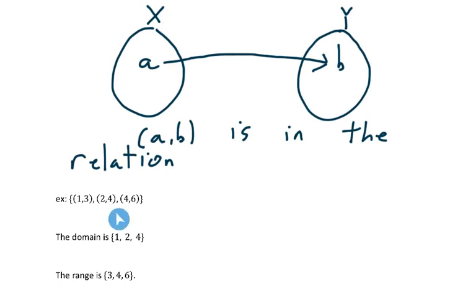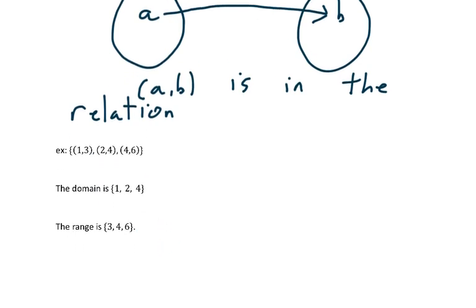Here's another example. We have this, 1, 3, 2, 4, 4, 6. So as I have over here already, the domain, again, is all the first components, or the x coordinates. You can think of it that way also if you want. So we have 1, 2, and 4. That's what the domain over here would be. For the range, we have 3, 4, and 6. Those are the second coordinates.